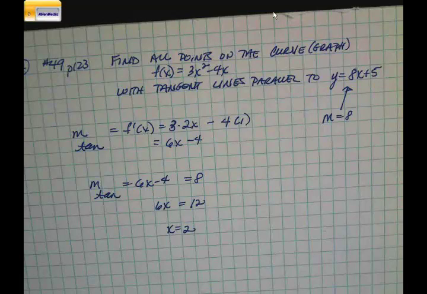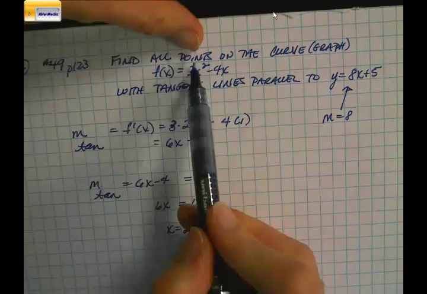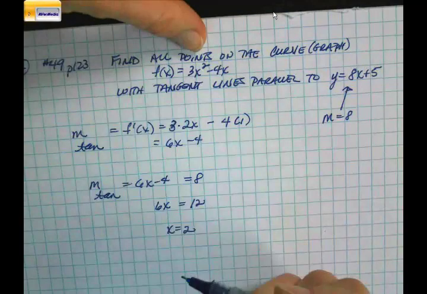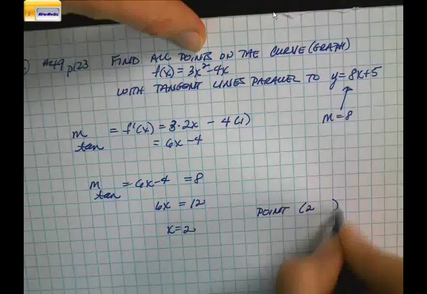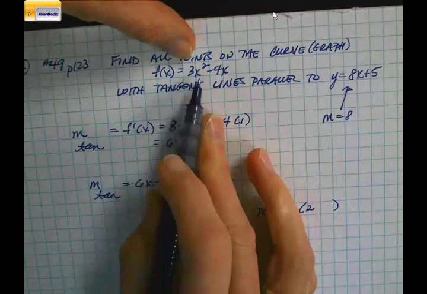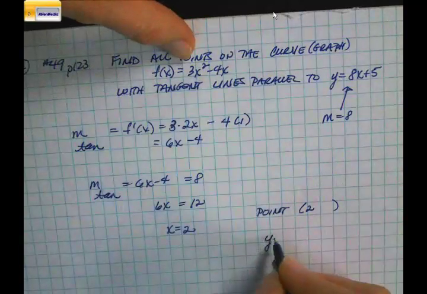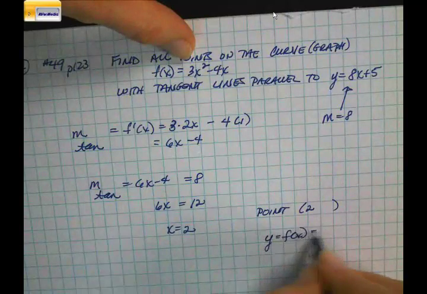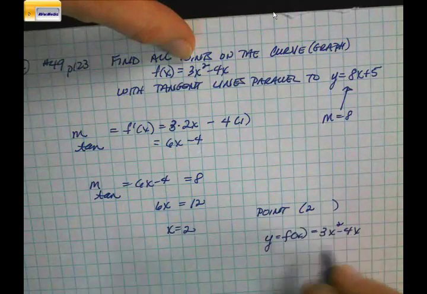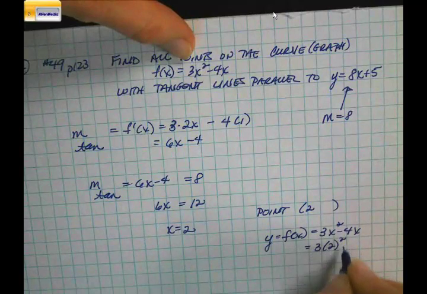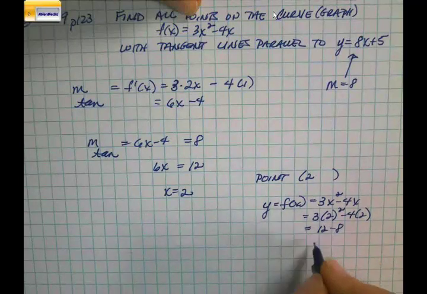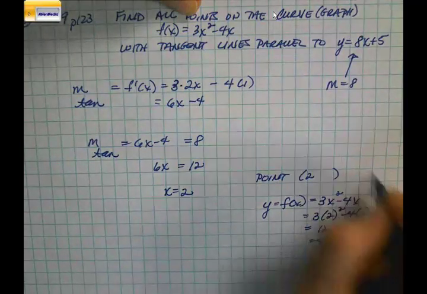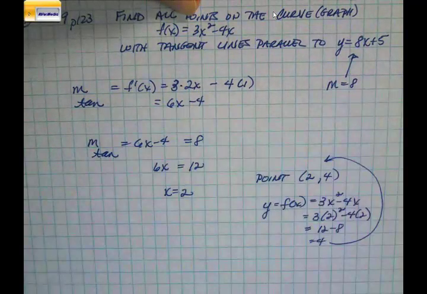So now what does that mean? There you go. Now we have to look at the question. Find the point or points where this would be true. So the point we're looking for has an x value of 2 in my original function. Here's my f of x equaling 3x squared minus 4x. If I put a 2 in there, it's 3 times 2 squared minus 4 times 2, which is 3 times 4, which is 12, minus 8, which is 4. So the point is (2, 4).